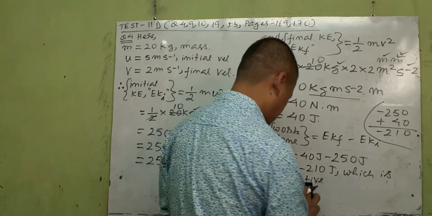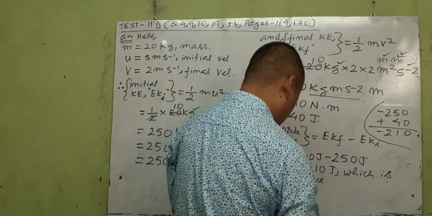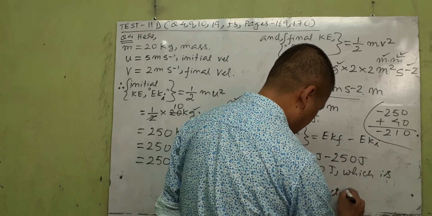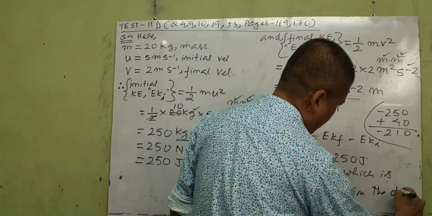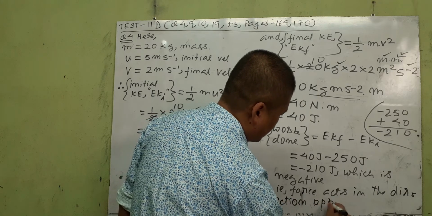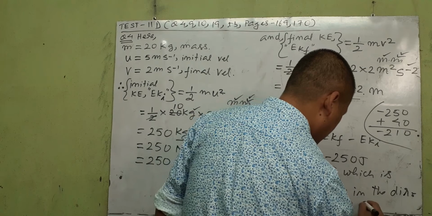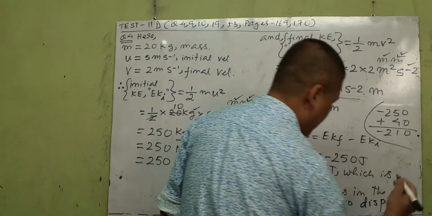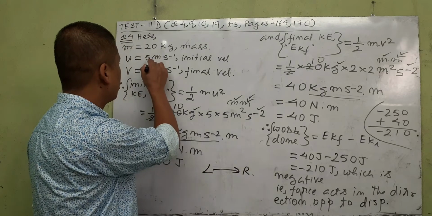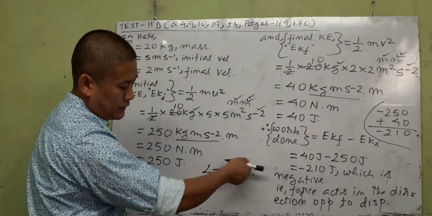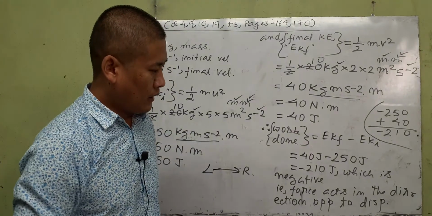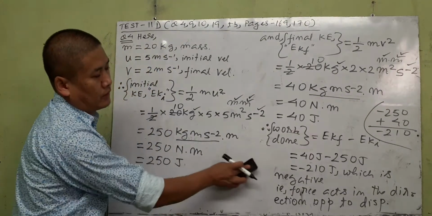So this means what? That is the force that is acting here. Negative work means simply force acting in the direction opposite to displacement. That means the object is moving from left to right because the velocity is decreasing from 5 to 2. That means a force is acting opposite to the movement. Displacement means movement of the object. Okay, so that is your answer.